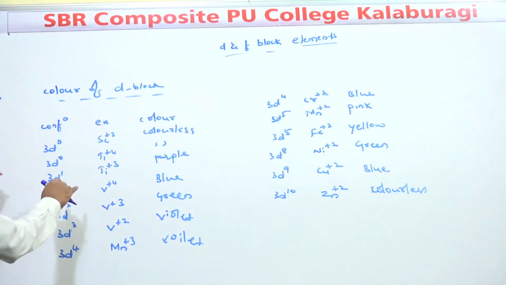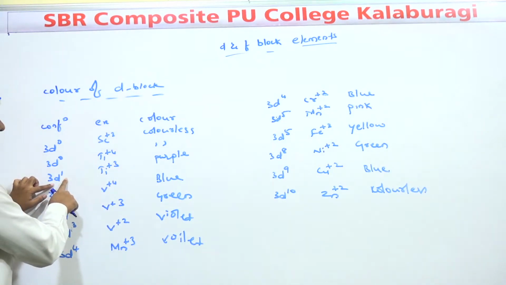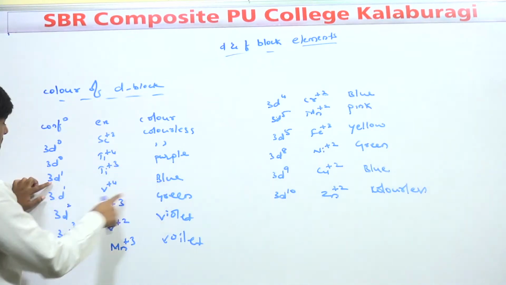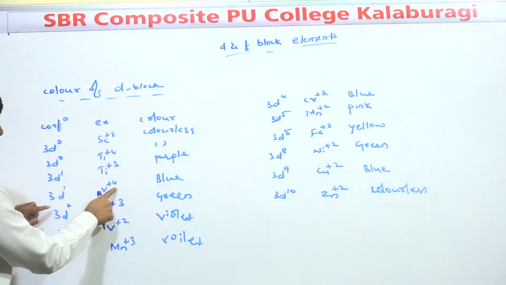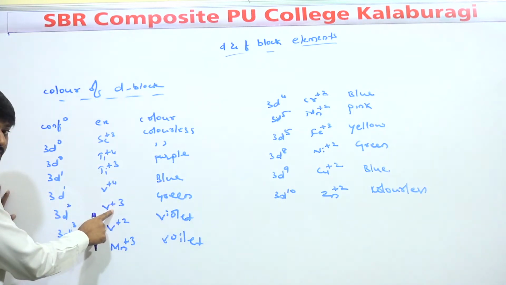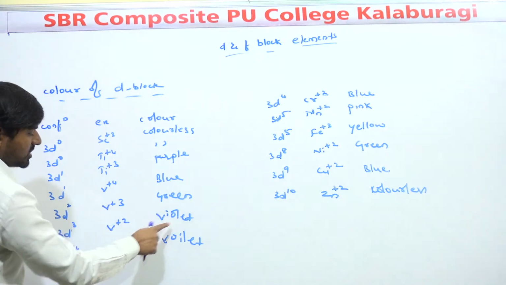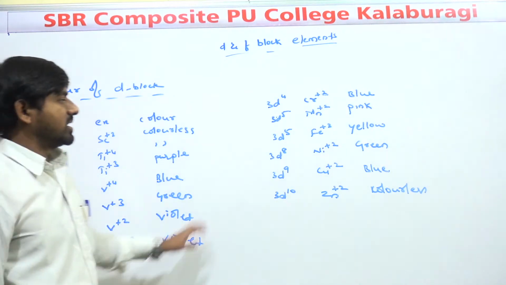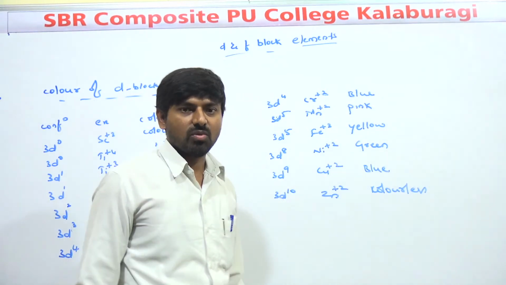Now, except these, all other elements present here show different colors in different oxidation states. Have a look at titanium. Titanium in +3 state with one electron in the d orbital is showing purple color, and in +4 state it is colorless. Vanadium in +4 state is showing blue color. Vanadium in +3 state is showing green, and in +2 state it is showing violet color. In the same way, we have a few more examples here at the right of the board.